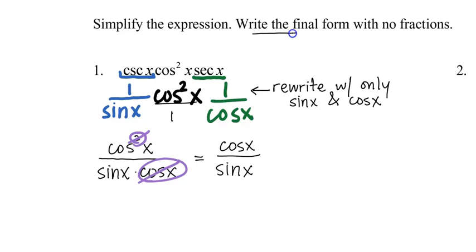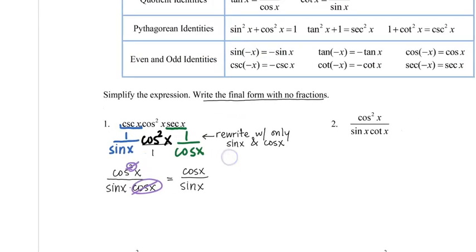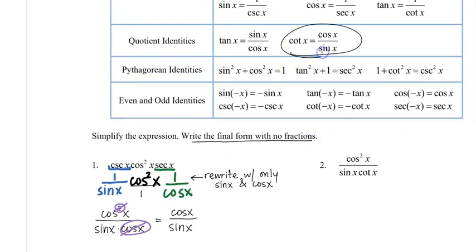In the denominator, we have sine x still there. But we were told that we want the final form with no fractions. So I don't want to leave this fractional answer of cosine over sine. I'm going to go back up to my identities and see that cosine over sine is equal to cotangent x as our final answer for simplifying that trig expression.